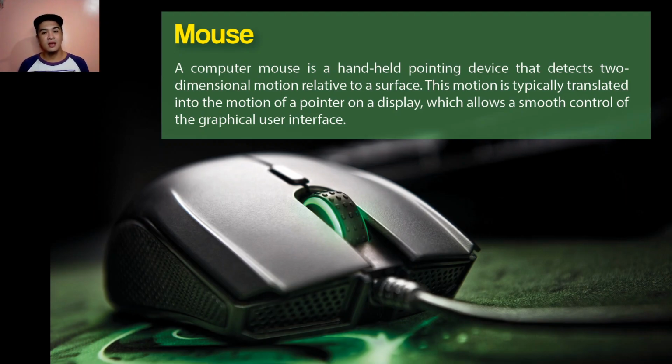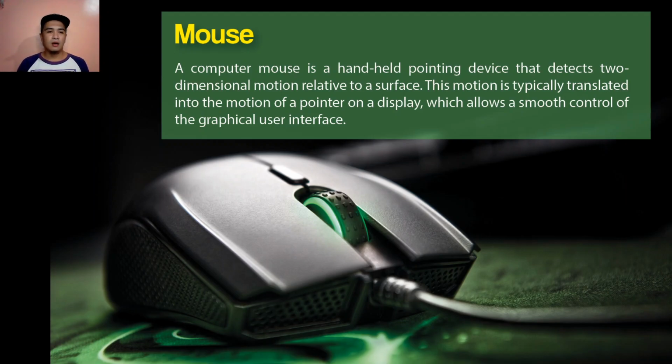So when you say a mouse is a handheld pointing device that detects two-dimensional motion, it is just the up, down, and the left and right. So you can't do anything aside from that. When you use your mouse, you can just go up, down, left, right, or diagonal. You can't do anything outside that.